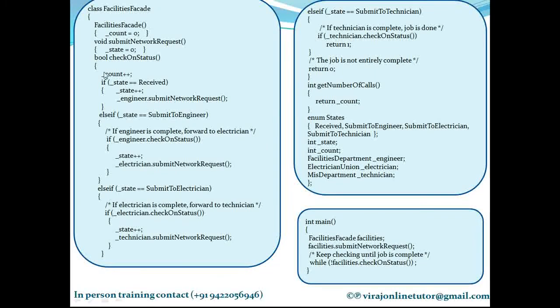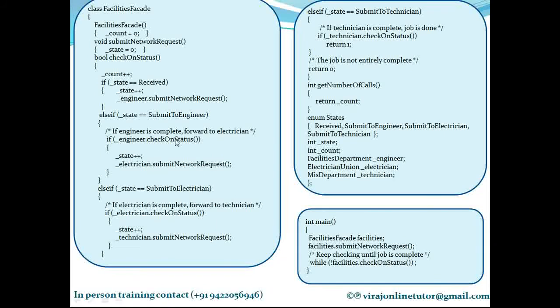Okay. So next time when someone calls check on status, is state received? No, because the state is submit to engineer. So it will come here. Is state equal to submit to engineer? Yes, definitely. Is engineer complete? So it will call check on status of engineer. It will call the check on status function of the engineer class that we discussed in the previous slide. If it is in complete state, then only it will return 1, else it will return 0. Only if engineer has completed processing the entire request, it will return 1, else it will return a 0.